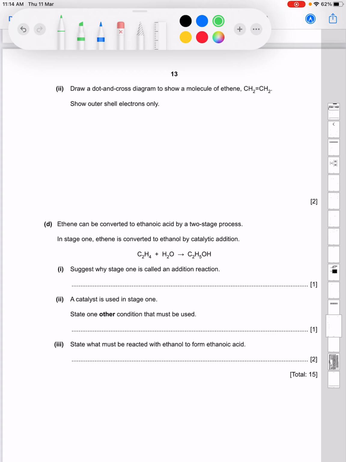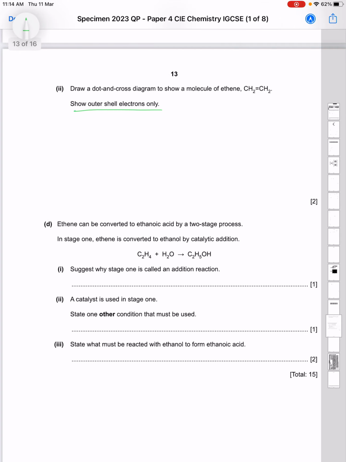Let's try to see how we're going to draw. You need only to show the electrons in the outer shell. Basically, I will start by drawing the 2 carbons. Now, every carbon has 4 electrons in the outer shell. So I will draw that. 1, 2, 3, 4 for this carbon. And for the other carbon also it has 1, 2, 3, 4.